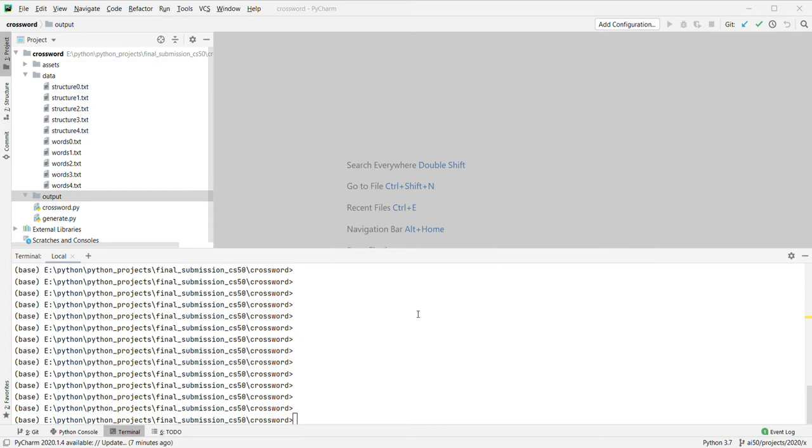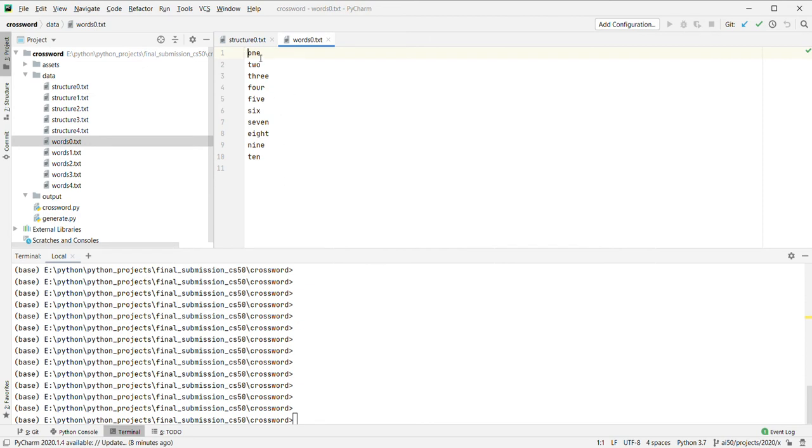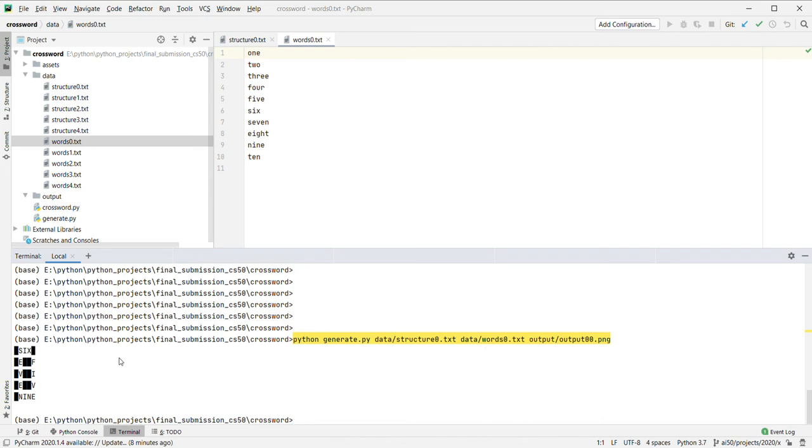So let's start with the first part, where we will be using structure 0 and this data. This is the domain data. So let's see how the puzzle is generated. I am passing structure 0, words 0 as the domain data, and the output will be the PNG file. Okay, so this is the output.